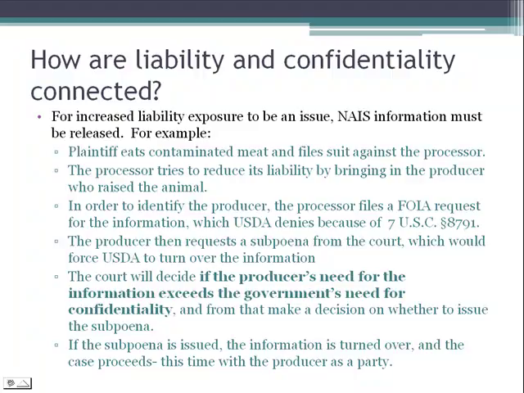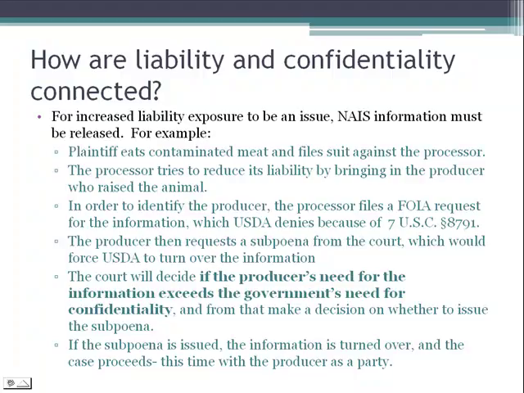The processor wants to reduce its liability by getting other people in to help pay for this. So he wants to bring in the producer who fed the bone meal that he shouldn't have. So in order to identify this producer, because they don't know who it is, they file a FOIA request, and USDA denies it because of this newly passed statute.